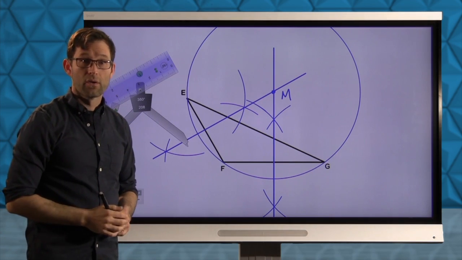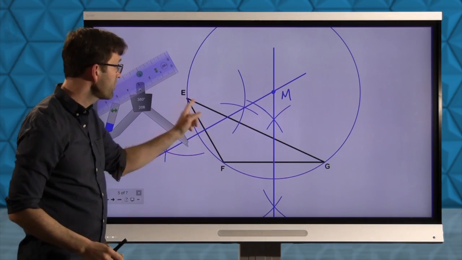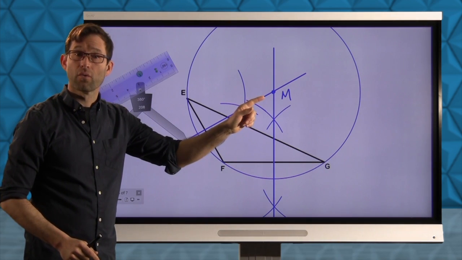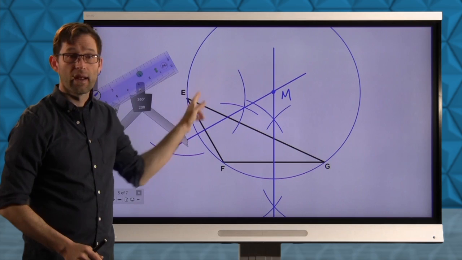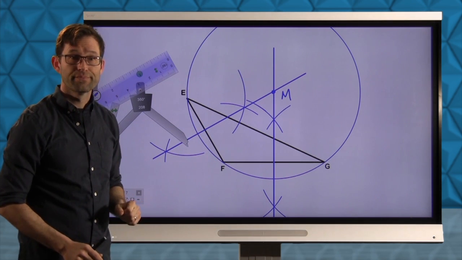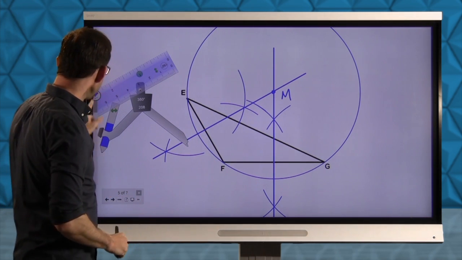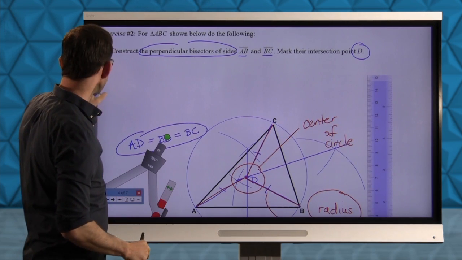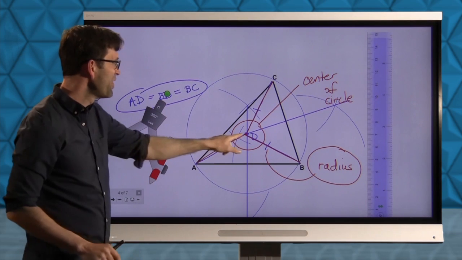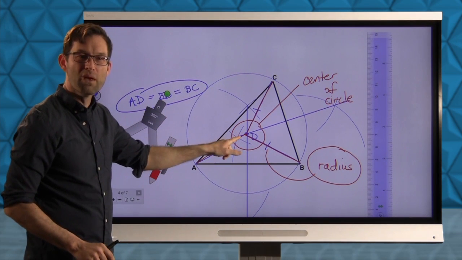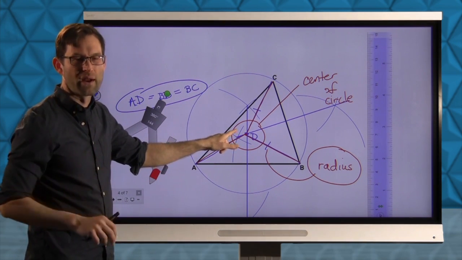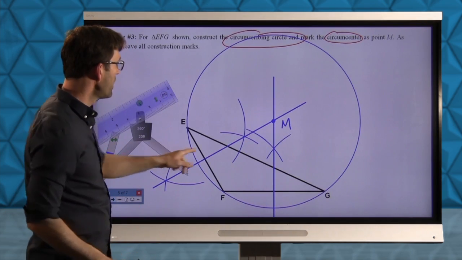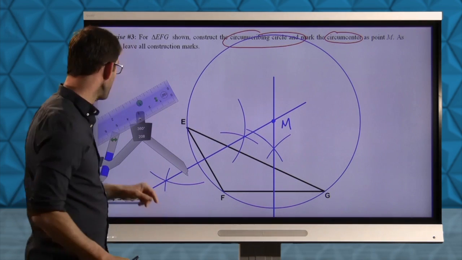That's pretty good, right? Because it went through points F, E, and G. I find my circumcenter right there, and I've got my circumscribing circle. Now, a little question. In the previous exercise, isn't that beautiful, there's my circumcenter right there in the middle of the triangle, on the inside of the triangle. On the other hand, in this particular one, the circumcenter is on the outside of the triangle.